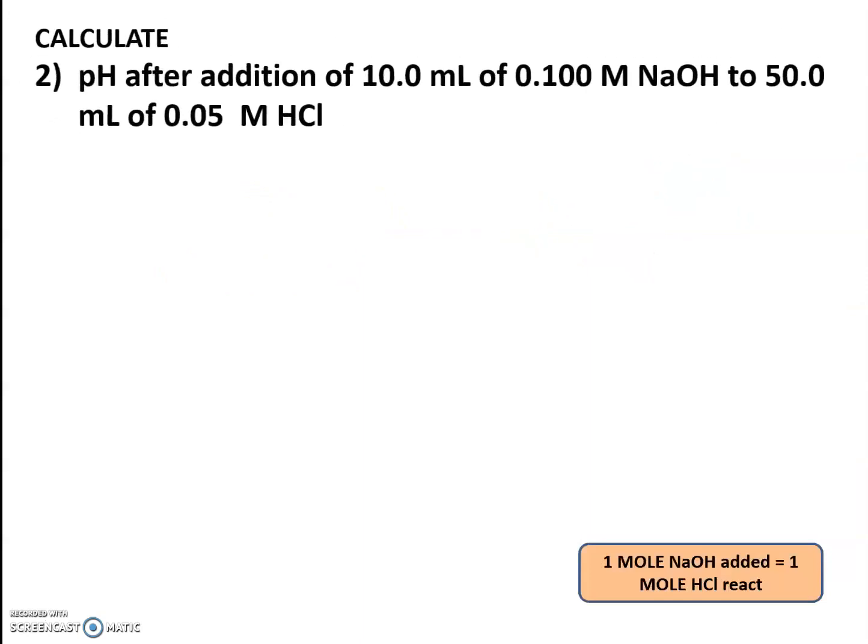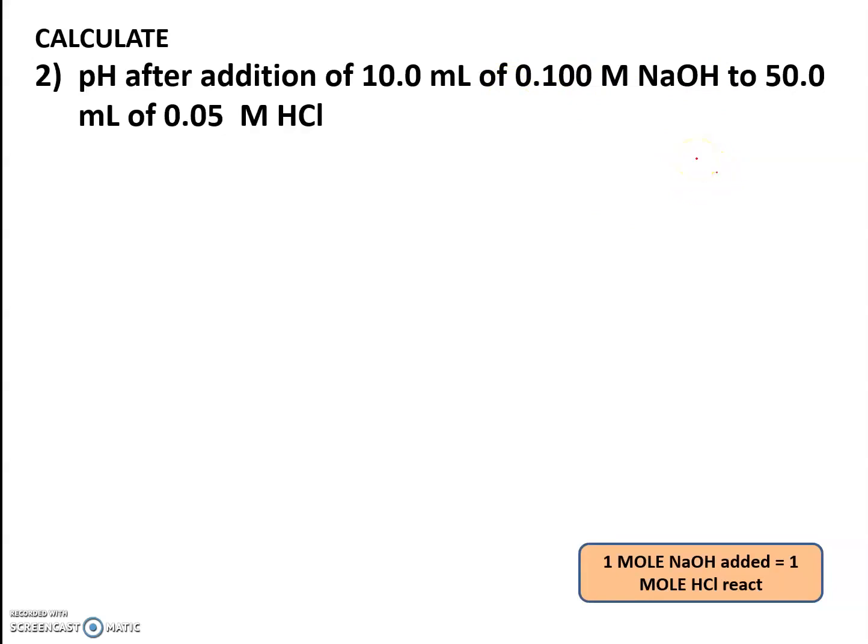Okay, next the question is: calculate the pH after addition of 10 ml of 0.1 molar sodium hydroxide to 50 ml of 0.05 molar HCl. Now the titration begins, it has started. Addition of 10 ml. When 10 ml of titrant is added, what is the pH of the solution now?